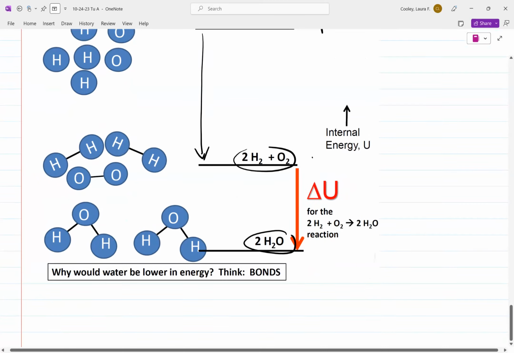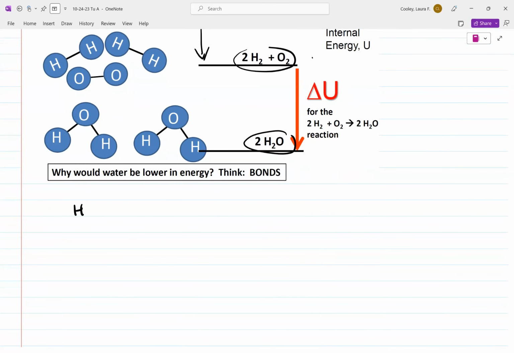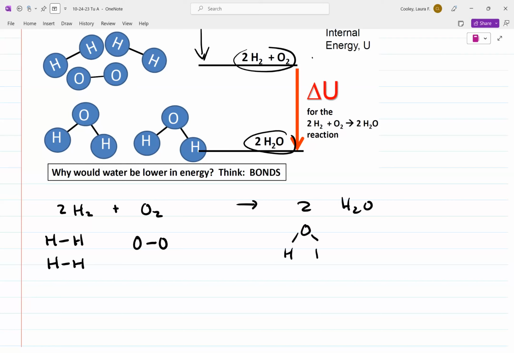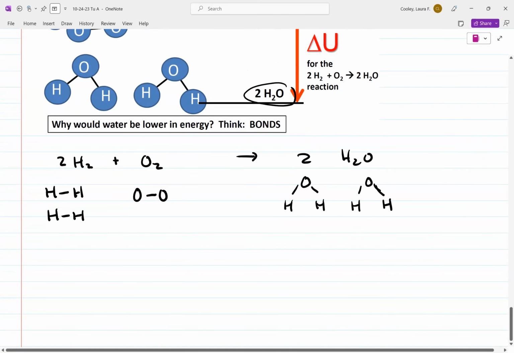Okay, so what I want to talk about now is why is water lower in energy? So let's look at this. Let me just draw this reaction again. 2H2 plus O2 goes to 2H2O. And now I'm going to show you that hydrogen, we have 2 hydrogens. You have 2 HH bonds. You have 1 OO bond. And then on this side, we have 2 molecules of H2O. So let's just look at the bonds here, because that's going to tell us everything.